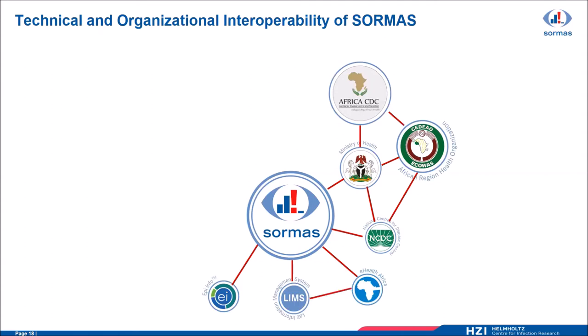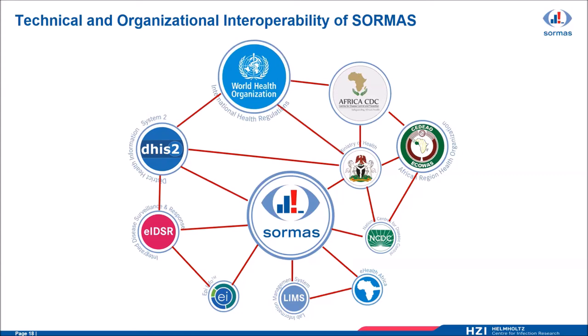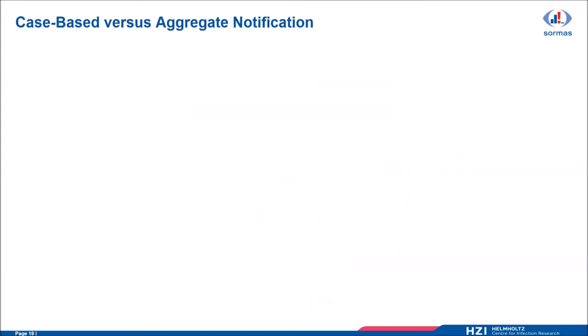And SORMAS at the same time is interoperable with AeHIN, with the LIMS, which is the Laboratory Information Management System, and eHealth Africa. What this means is that information collected from these different systems through SORMAS is also pushed into DHIS2. I have a slide that shows the interoperability platform between SORMAS and DHIS2 via what is called the HL7 standard and FHIR adapter. I will talk about it in a few minutes. All this information, of course, reports into the World Health Organization.